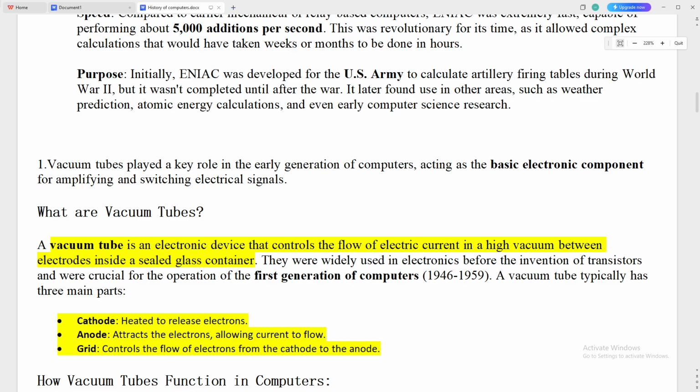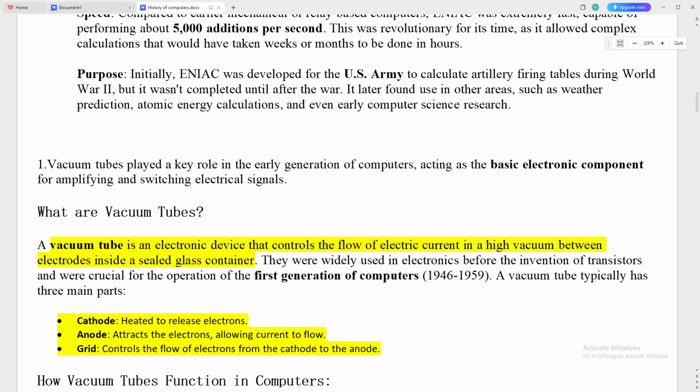Now purpose. Initially, ENIAC was developed for the US Army to calculate artillery firing tables during World War II, but it wasn't completed until after the war. So the thing is that great technologies are often developed because of war. It's not something developed for human upgradation. The idea of humans at that time was survival or winning the war at any cost. So ENIAC was developed so that artillery fire could be aimed precisely at the enemy point.